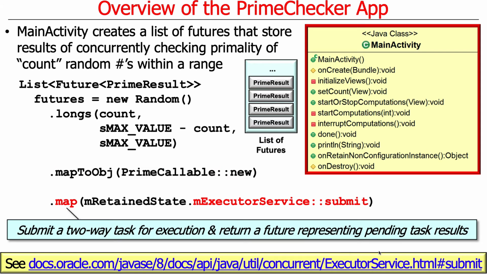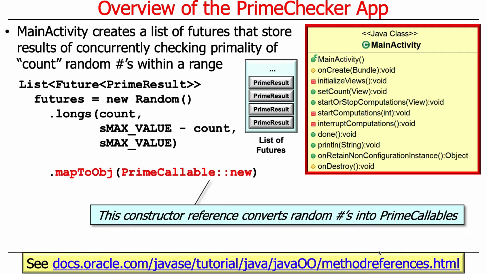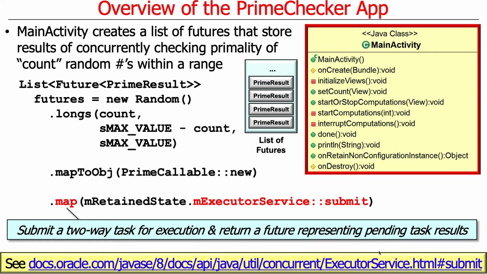That stream of random numbers is then fed into the map operation. So the map operation is going to take a stream of objects, and it'll create a stream of objects, and there'll be the same number of objects coming out in the output stream as there were in the input stream, but they're going to be of different types. Just like these are of different types. This was a stream of longs that was converted into a stream of PrimeCallables. And now we convert the stream of PrimeCallables into a stream of futures to prime results.